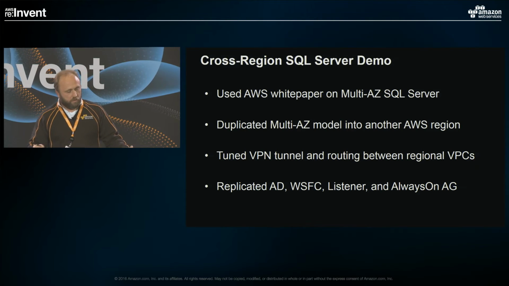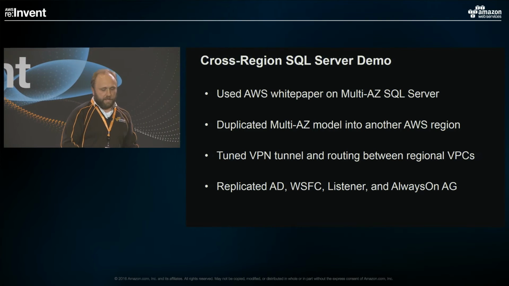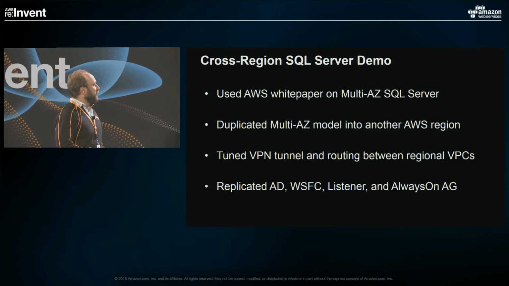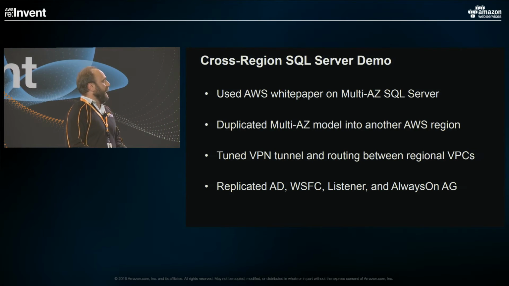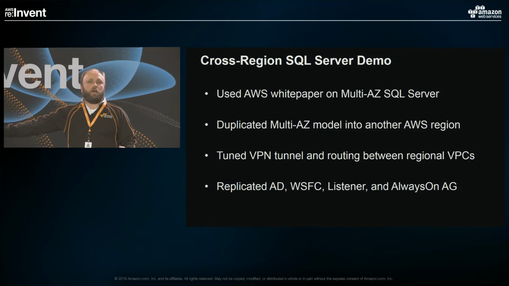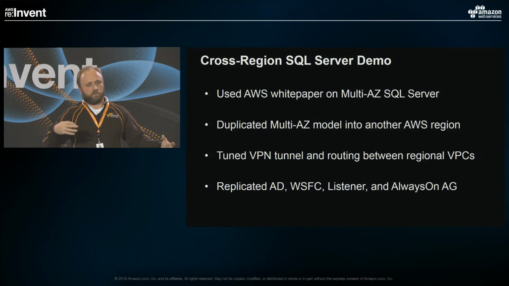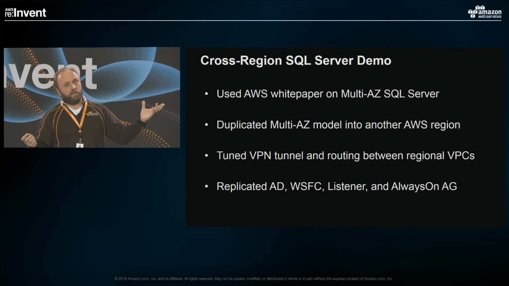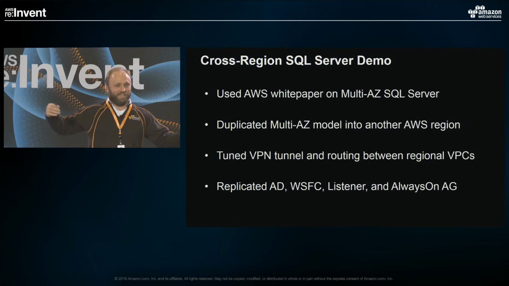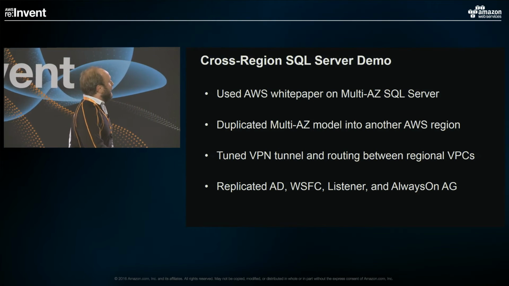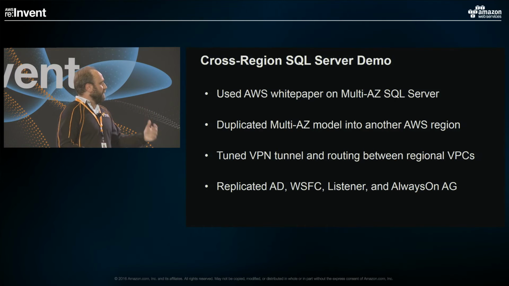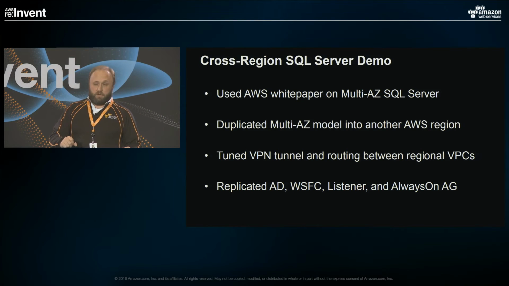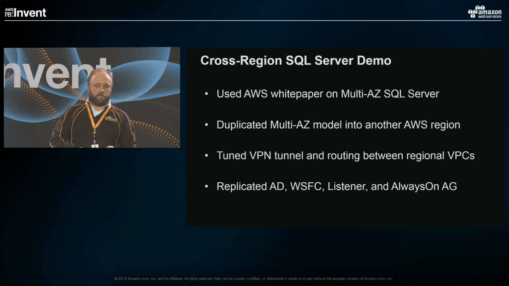So we duplicated that model into another region, and then we tuned the VPN tunnel and routing between regional VPCs via the VPN tunnel between the two regions. And then we deployed DC replicas on the other side because, as you know, Windows enterprise applications are very chatty and they need local DC servers. We created a Windows Server failover cluster where we installed SQL and configured Always On availability groups.